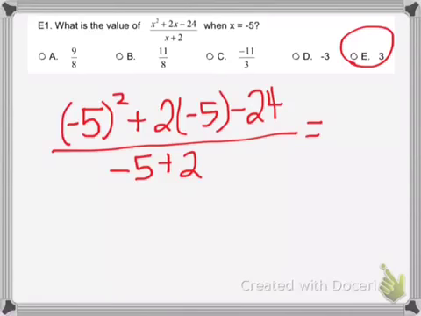Okay, on this test, the first question says, what is the value of x squared plus 2x minus 24, all divided by x plus 2, when x equals negative 5? So what you need to do is substitute in the negative 5 everywhere there's an x, and then you can put it in the calculator. Just be careful. I would use parentheses around the negative 5 to make sure that it gives you the correct answer, but the answer should be 3.